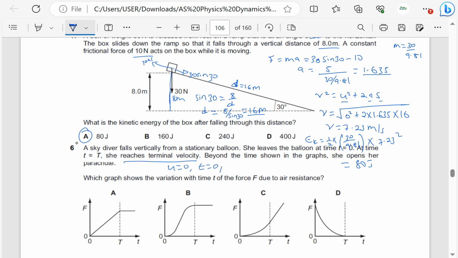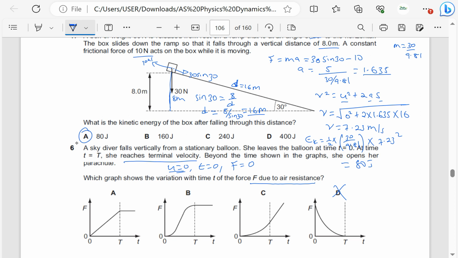She leaves the balloon at t equals 0. At time t equals capital T, she reaches terminal velocity. Which graph shows the variation with t of the force F? If F is due to air resistance, that means when there is no speed at t equals 0, the initial value of F should also be 0. F this time is not the resultant force, so that means D is out. At t equals 0, when there is no motion, air resistance is 0, so F starts from 0.